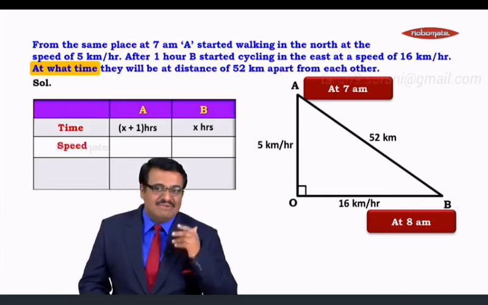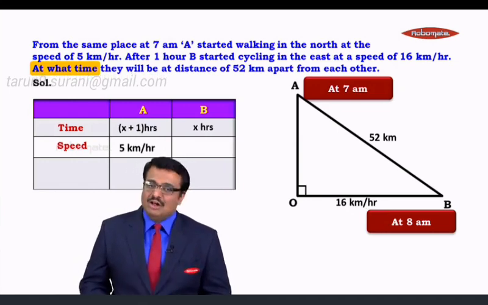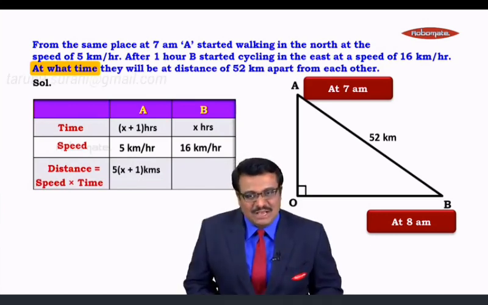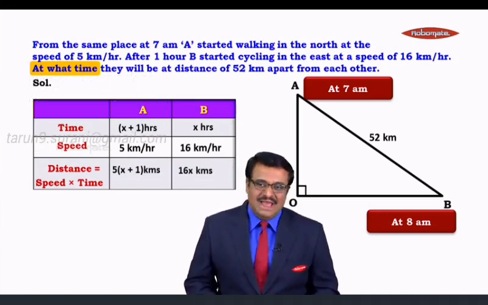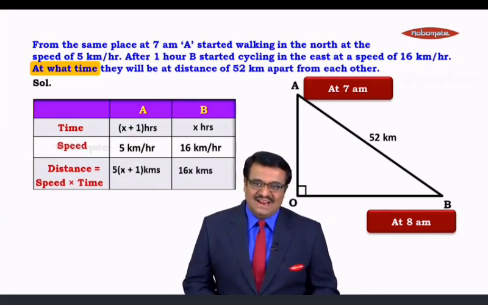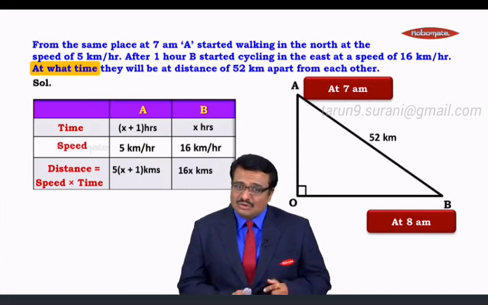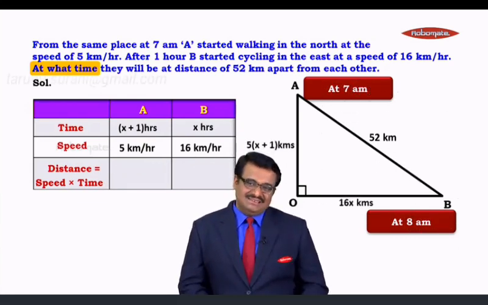So time we have taken, speed. We know the speed of A, it is 5 kilometers per hour. We also know the speed of B, it is 16 kilometers per hour. Since time and speed are known, we can find the distance. Distance is equal to speed into time. So distance covered by A is nothing but 5 into (X plus 1) kilometers and distance covered by B is nothing but 16 into X, 16X kilometers, right? So now we know the distance covered by A, that is OA. We also know the distance covered by B, that is OB. So let us put the distances in the triangle.